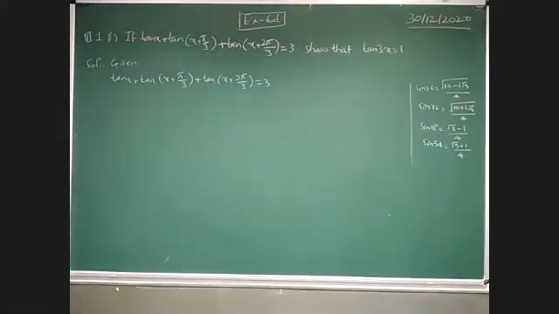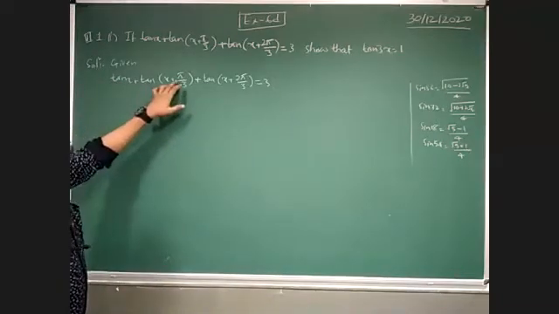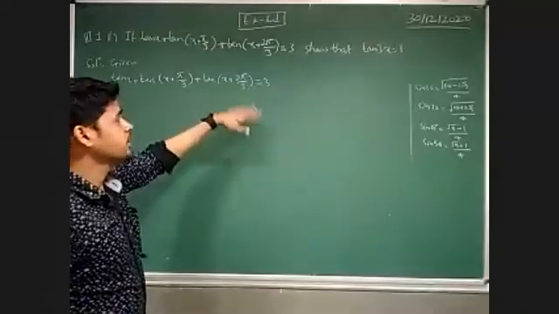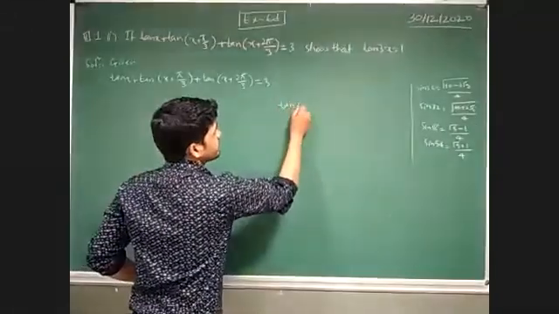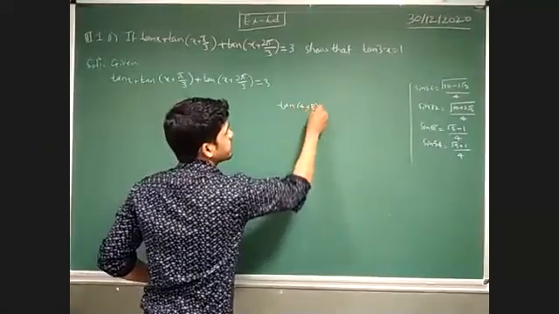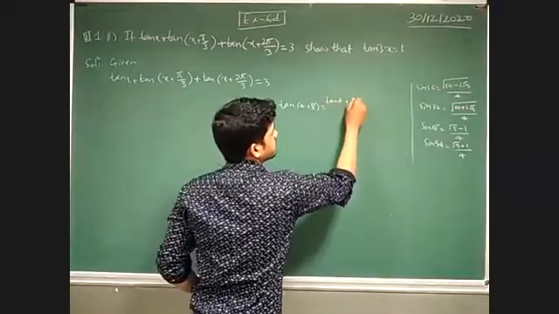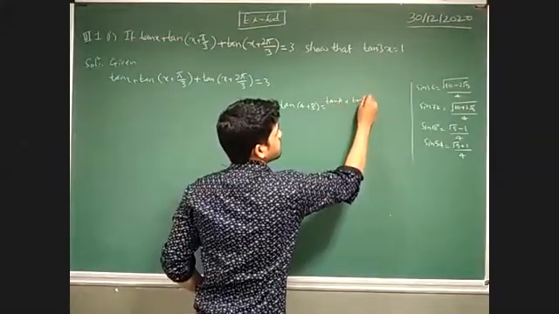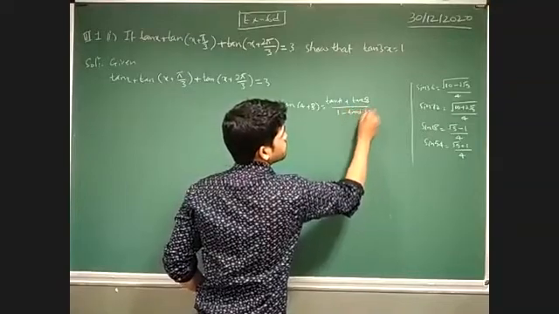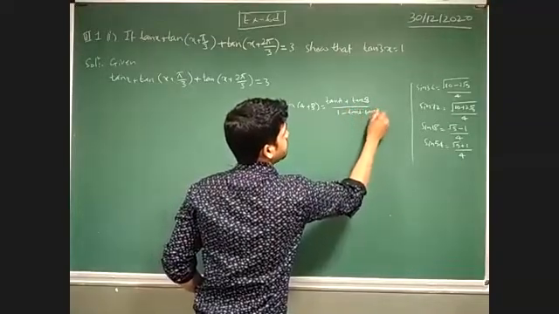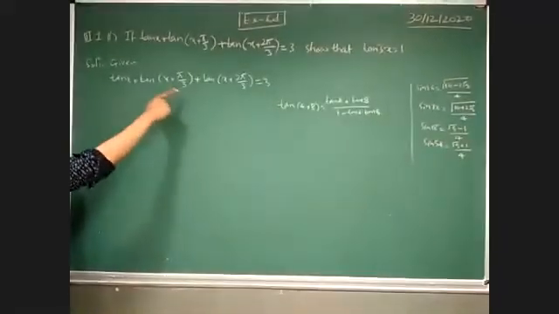Okay, so here the given thing is tan(x + π/3) plus tan(x + 2π/3). Here we know one formula, that is the tan(a + b) formula. What is the formula of tan(a + b)? It is (tan a + tan b) divided by (1 minus tan a into tan b). Okay, so here we know this formula. Now just apply the formula here.